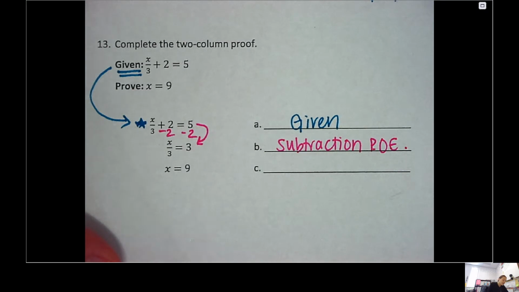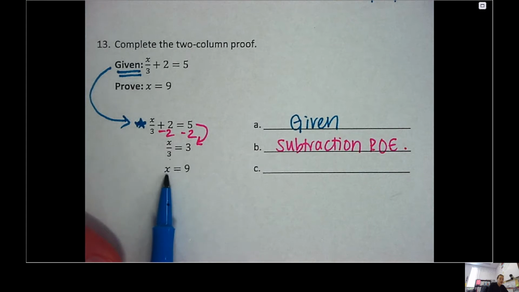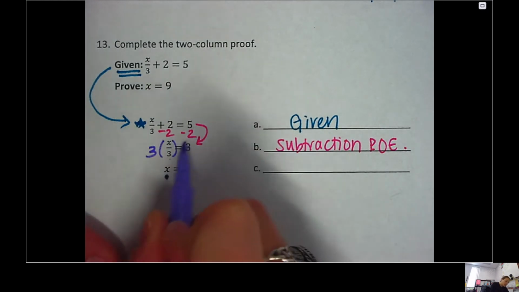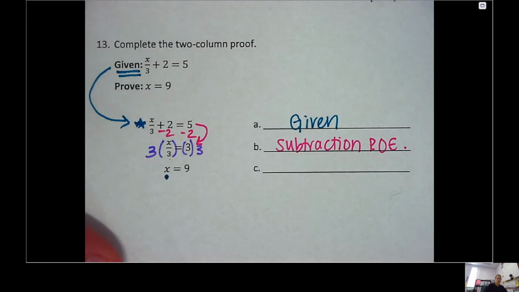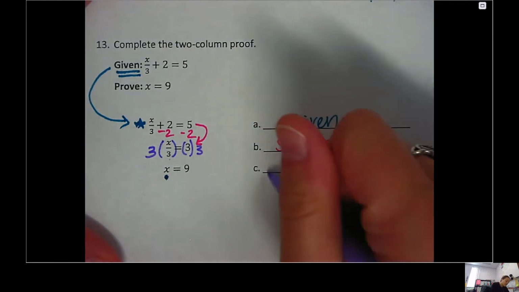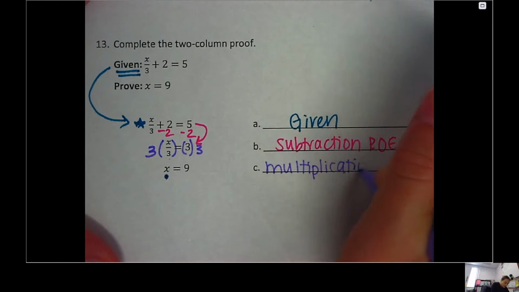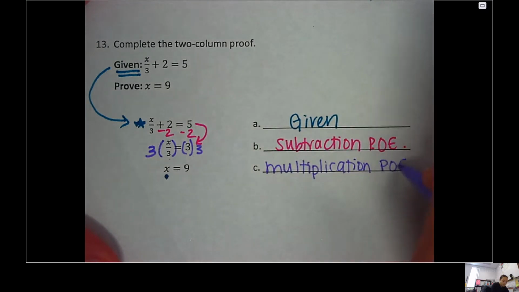And then now here's what's a little different. I went from x divided by 3 to just the x value. And I went from 3 to 9. So really what I did was I had to take both sides and get rid of that denominator by multiplying both sides by 3. So since I multiplied on both sides, it is the multiplication property of equality.